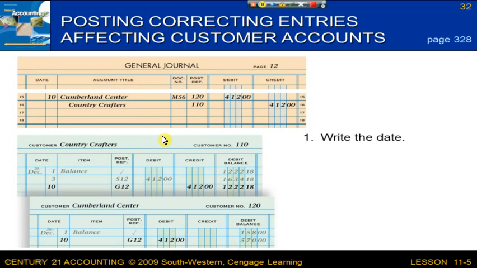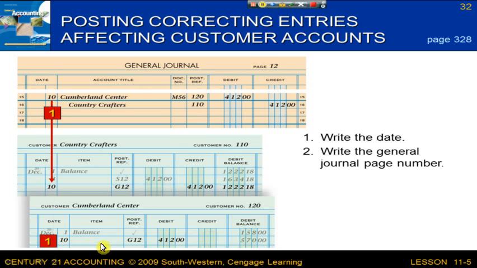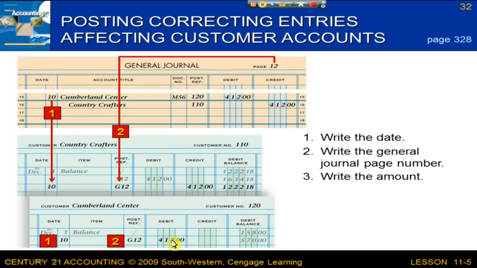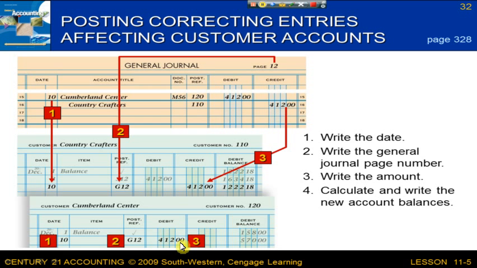So we're going to begin by writing the date. We'll start with the Cumberland Center, it was the 10th. Where did the information come from? It comes from General 12, so General 12. The amount should be a debit of $410. And then we find their new balance. Because we had a debit balance, we now have a new debit because Cumberland Center charged this. They now owe us a debit balance of $570. We will take their account number 120, put it back up here on the post-reference line.